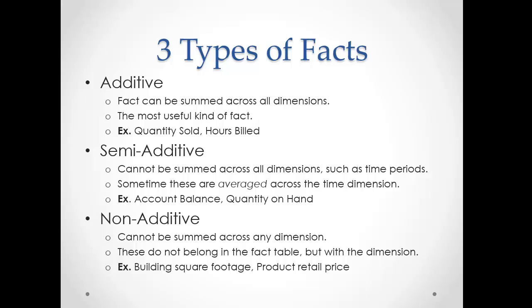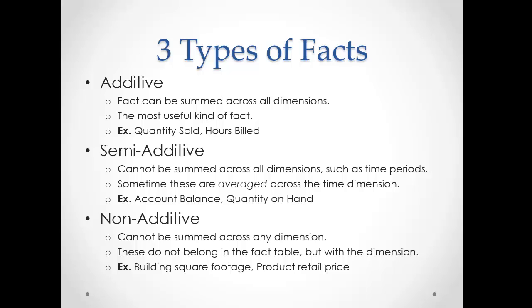There are three kinds of facts that we would have in any fact table. One of them is additive, and the additive fact is the most common kind of fact. It's the goal that we want to achieve, for all facts to be additive, which means they can be summed across all your dimensions. Again, this is the most useful kind of fact. Something like quantity of products sold or number of hours billed to a client, those are additive facts.